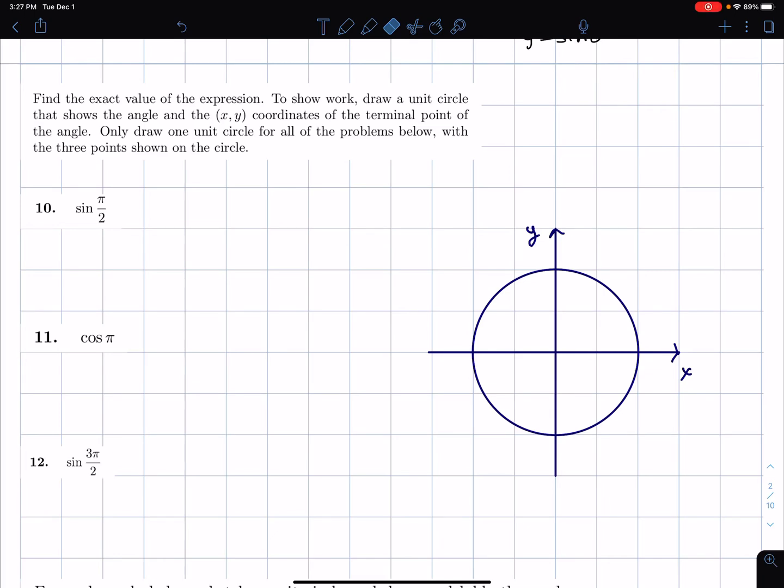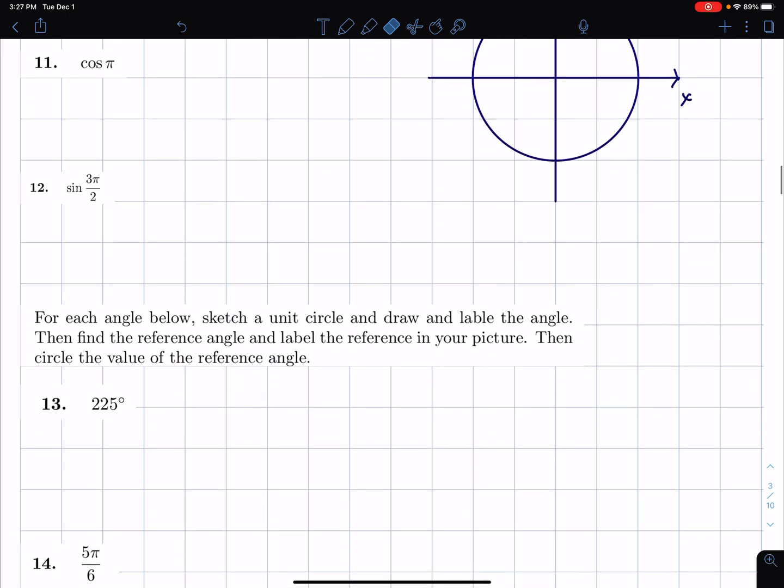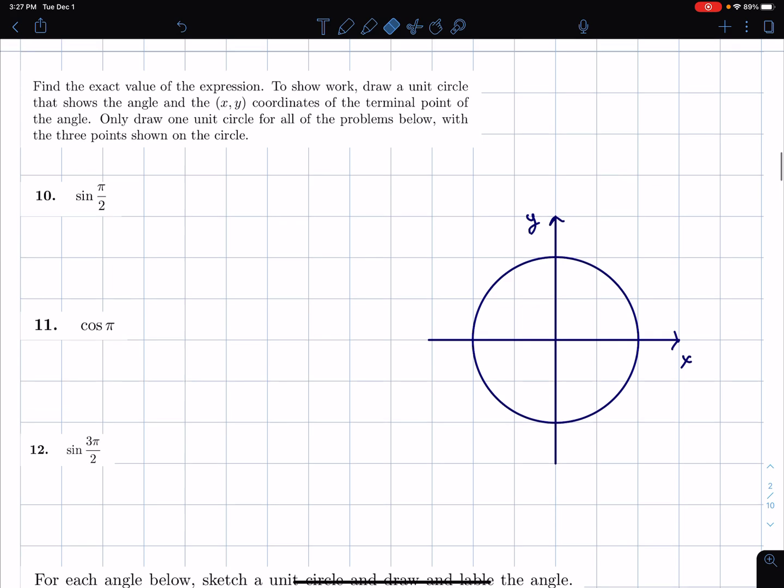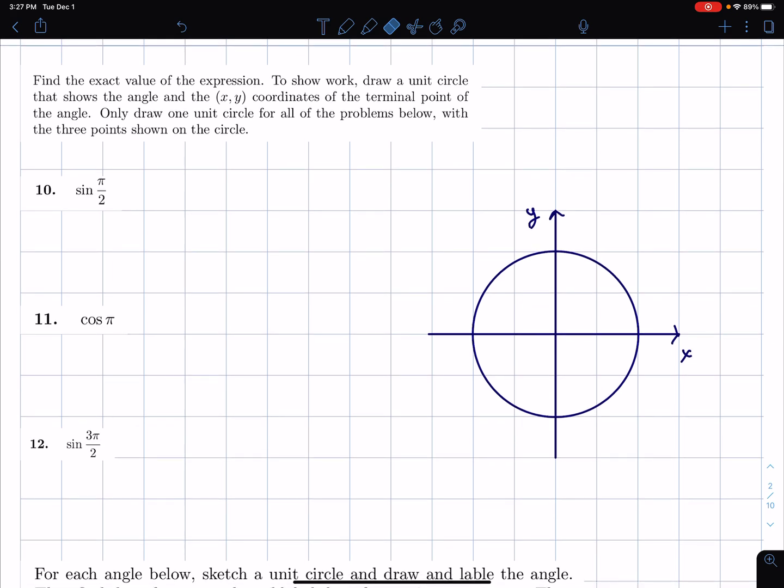Okay, let's continue doing the practice test here. We'll do problems 10 through 14. What we're supposed to do is find the exact value of the expression. The way to do that is we're asked to use a unit circle and not just punch it on a calculator. So I'm going to go ahead and do that.